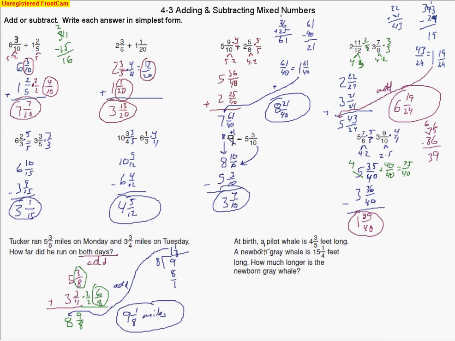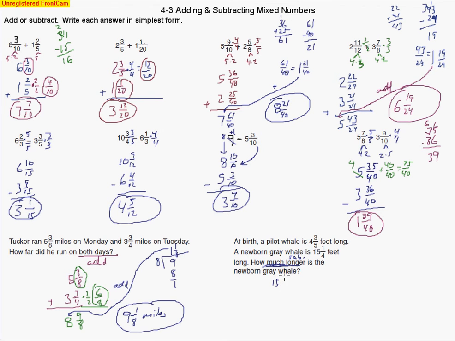The last problem, it says, at birth, a pilot whale is 4 3/5 feet long. A newborn gray whale is 15 1/4 feet long. How much longer is the newborn gray whale? How much longer? So this tells us that we need to subtract the two numbers. So we need to subtract the length of the pilot whale from the length of the gray whale, because it's asking how much longer is the gray whale.